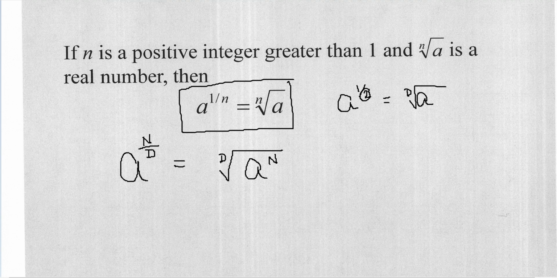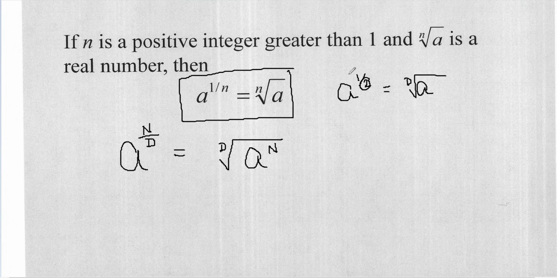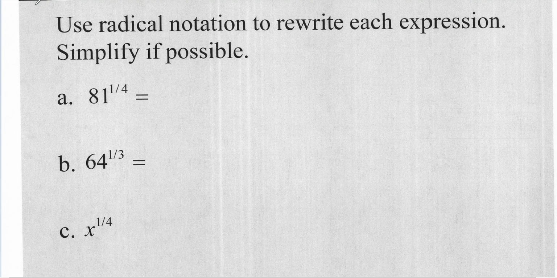Okay, we got some examples coming. Here's some good examples. It says use radical notation to rewrite each expression, simplify if possible. Radical notation means using the radical sign, the square root sign. So I want to take this and write it in radical notation.